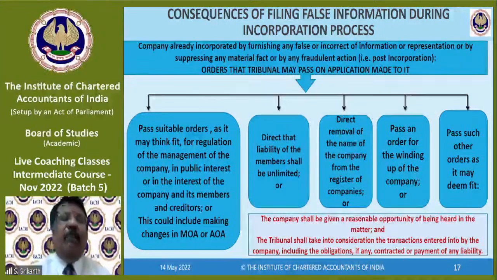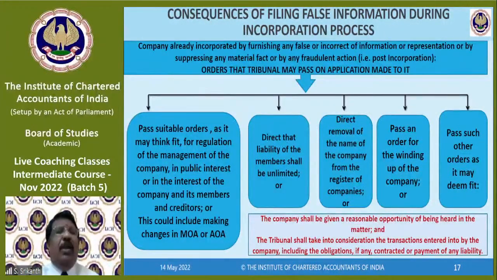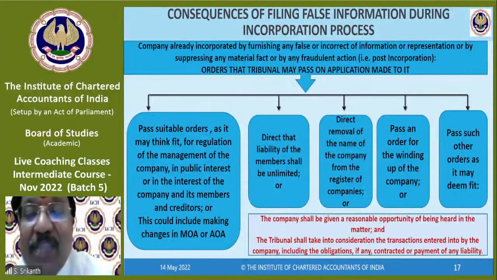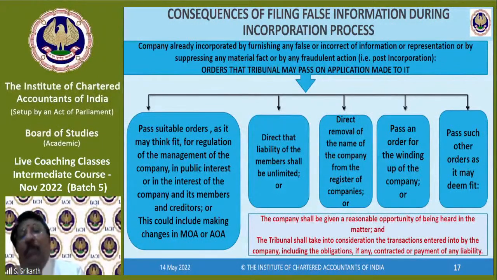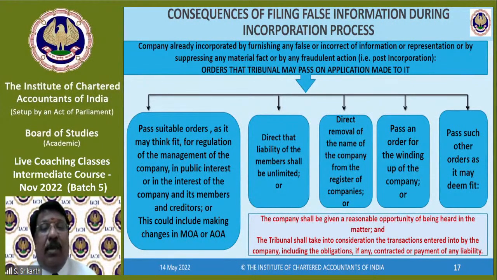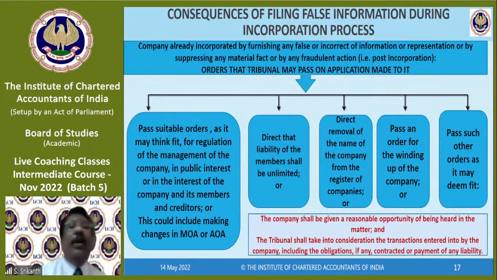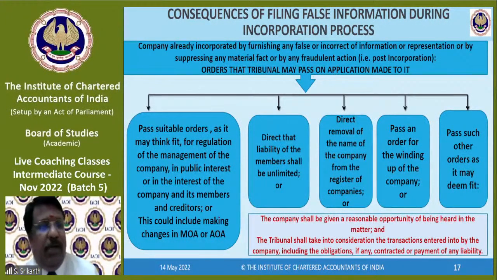They can direct that the liability of the members shall be unlimited. So you don't get the benefit of limited liability. Or direct the removal of the name of the company from the register. This is different from cancellation. The ROC cannot do this, but the tribunal can pass an order. Then the ROC can do it. Or in the meantime, if the company has borrowed money, acquired assets, etc., they can pass an order for winding up. Because if the assets are there, creditors are there, assets are to be sold, creditors are to be paid, all that has to be done through winding up. So winding up can also commence. Pass such other orders as it may deem fit, right? So this is the consequence of filing false information.